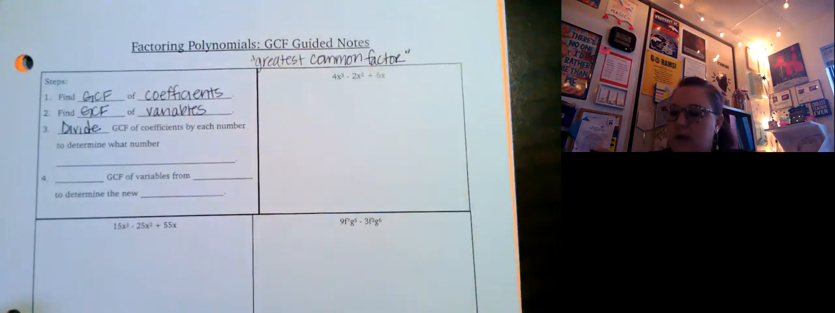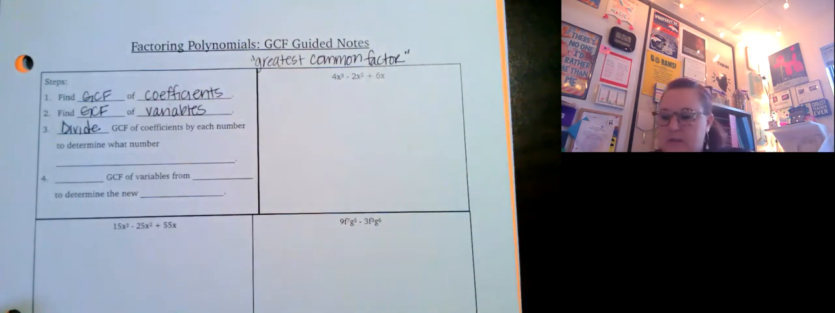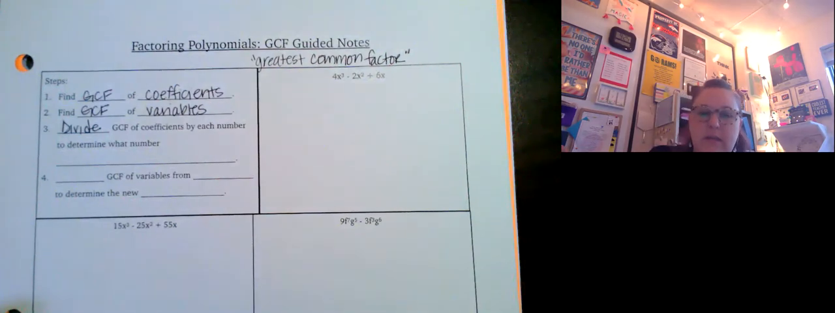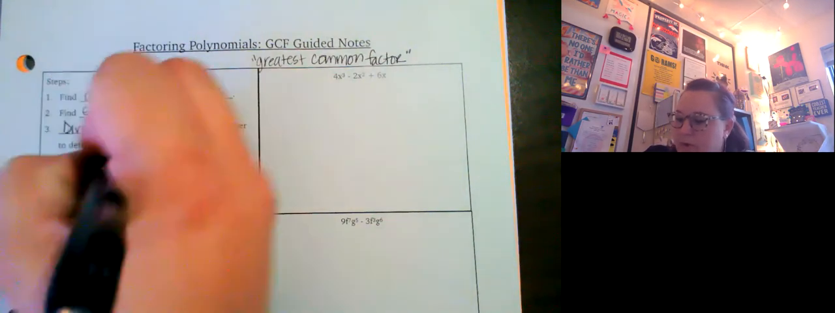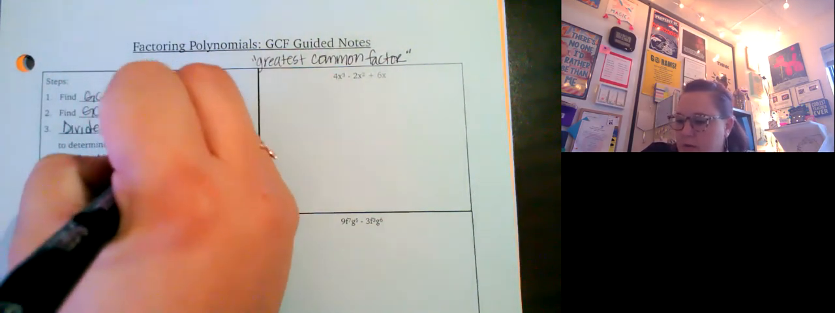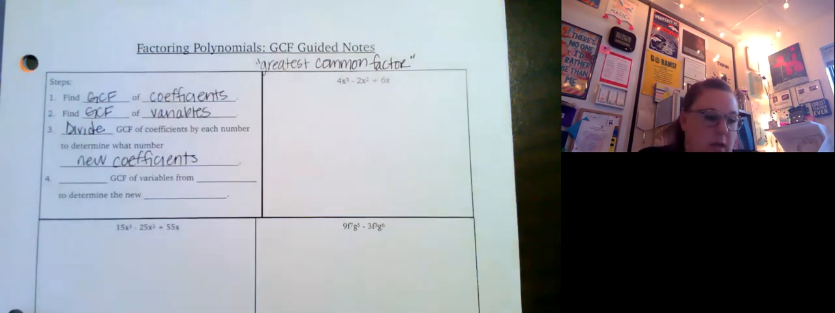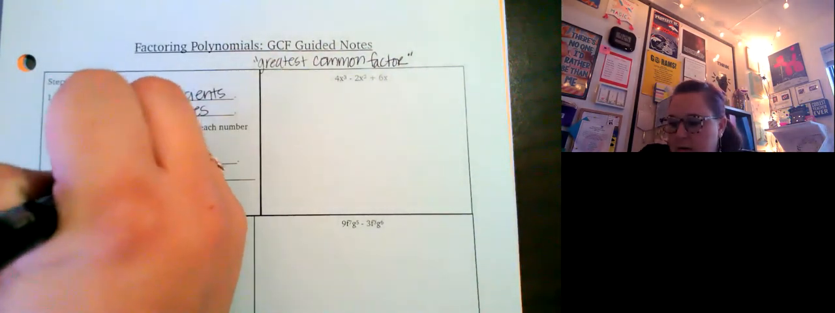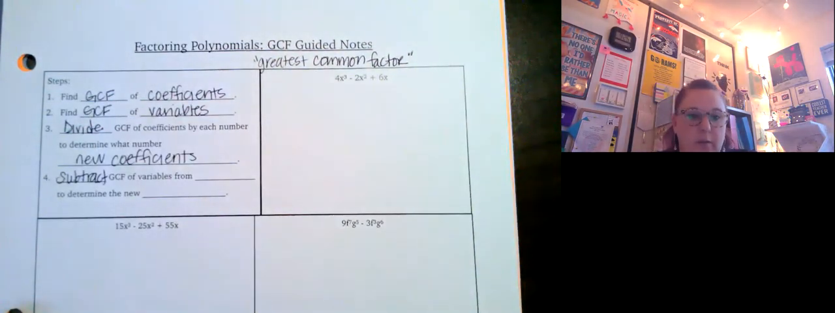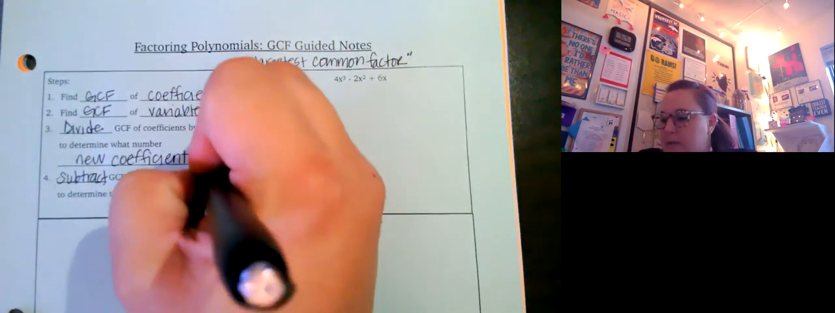And we're going to divide each number by the GCF of the coefficients to determine what the number will end up being. We're going to do an example, okay? But divide your regular numbers by the greatest common factor to figure out what's going to be left behind, which would be your new coefficients. And then you're also going to subtract the greatest common factor of the variables from your exponents.